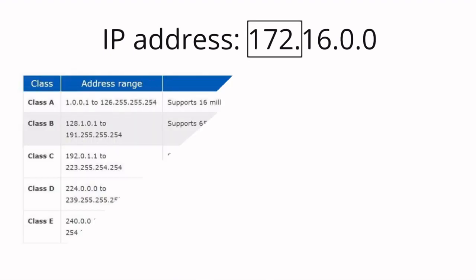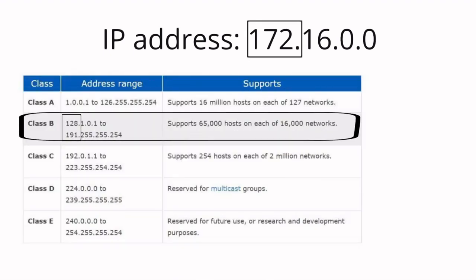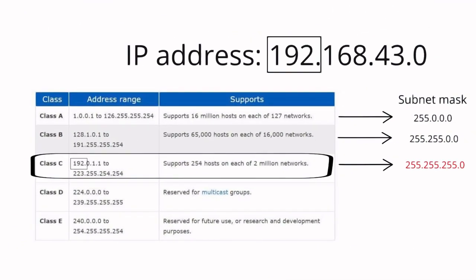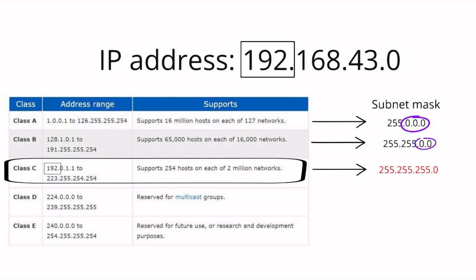Moving over to our next IP, we see 172.16.0.0 falls into the Class B range. So our subnet mask is 255.255.0.0. This means that when we are considering subnetting later, we are only going to be allowed to alter the host portion of the subnet mask, meaning only the zeros in the subnet mask are going to be allowed to be altered.